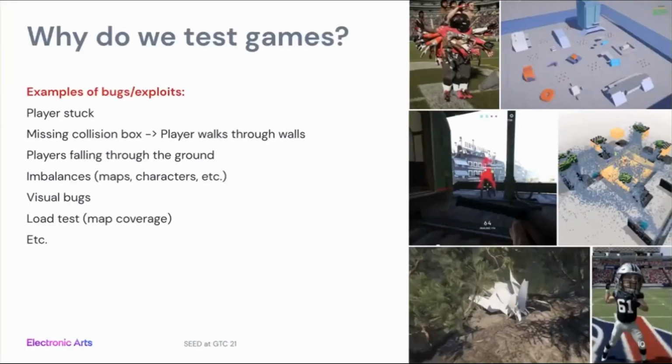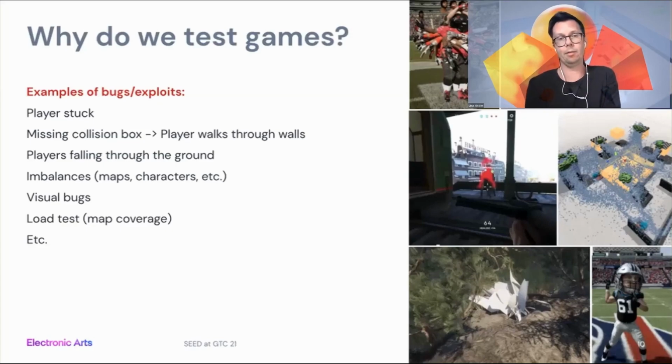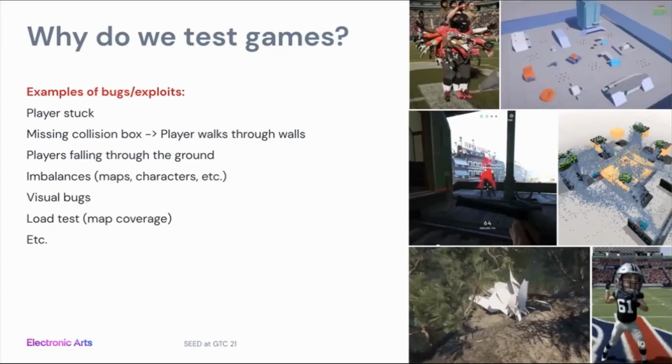So first, to set the scene a bit, and for those who are familiar with games and testing of games, why do we even test games? In this talk, I'm focusing on logical glitches, like for example, the player gets stuck, you have missing collision boxes causing the players to walk through walls, players falling through the ground, or imbalances in the games or in characters, but also visual bugs and load tests, for example, where you have to test map garbage. You can see some visualization to the right of the examples.